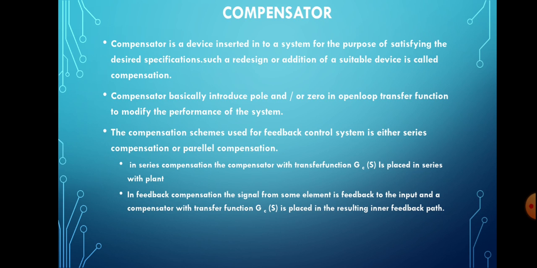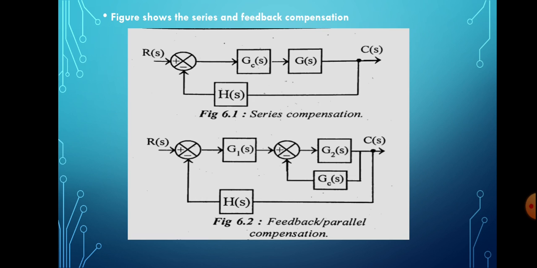In feedback compensation, the signal from some element is fed back to the input, and a compensator with the transfer function Gc(s) is placed in the resulting inner feedback path. We can see the configuration. The figure shows series and feedback compensation. In the first, the compensator Gc(s) is placed in series with the open loop transfer function. In the second case, the compensator is placed in the feedback path, but not in the original feedback path where the signal is fed back; it is placed in the inner feedback path.